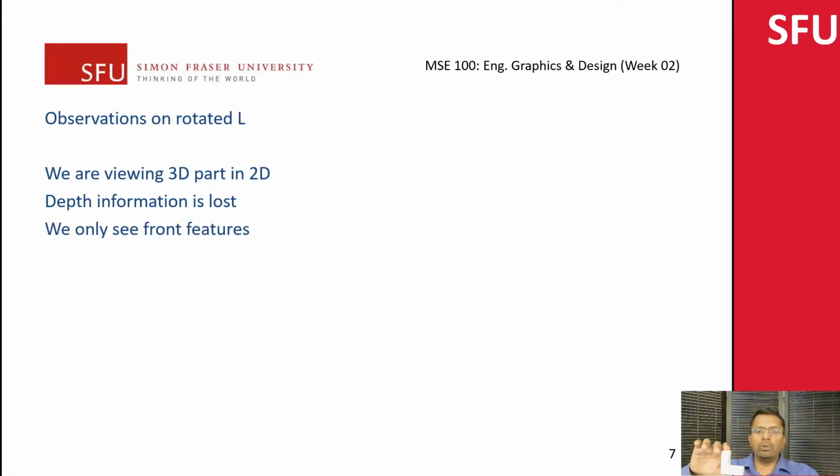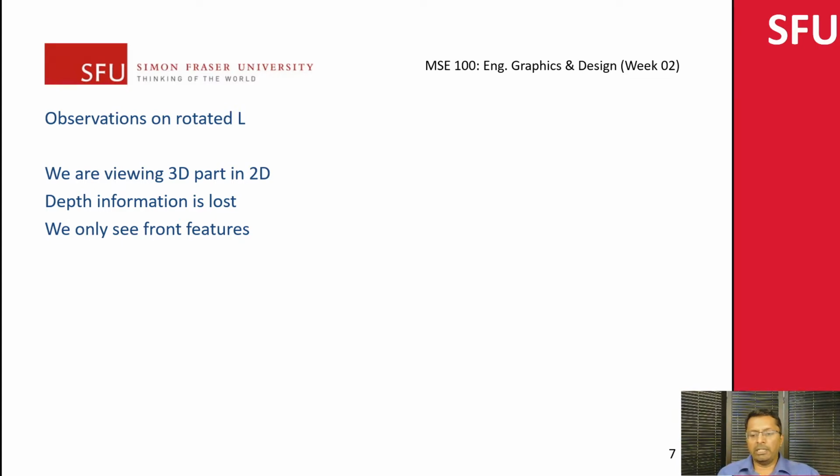The other thing you would notice is that you only see the front features. If I rotate it like so, or we had a few other rotations, for instance, one of the rotations was like this. If I had nibbled at the bottom of the L, there's no way for you to know unless you rotated it further and figured out what it is. So the other thing to note is we only see the front features.